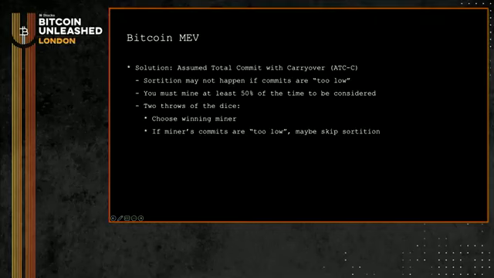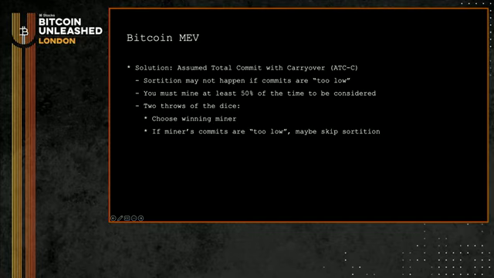So we've got to stop this. The way in which we stop this is we use a new type of weight function for the sortition algorithm called assumed total commit with carryover, or ATC-C. The key ideas are that even if you win sortition, even if you're the only miner, sortition might not even happen anyway if the total commits in that block are, quote-unquote, too low.